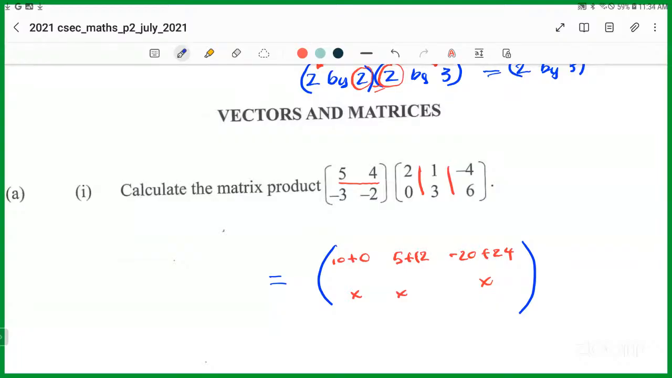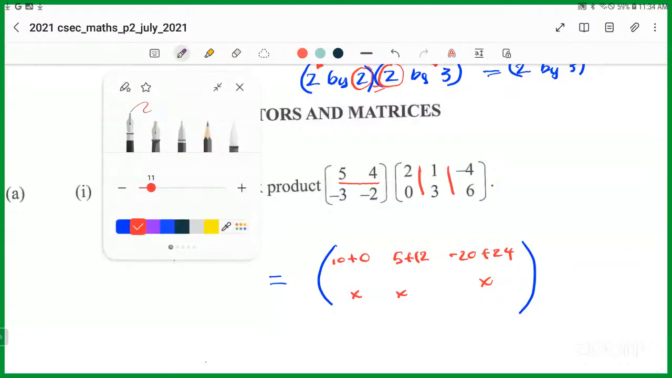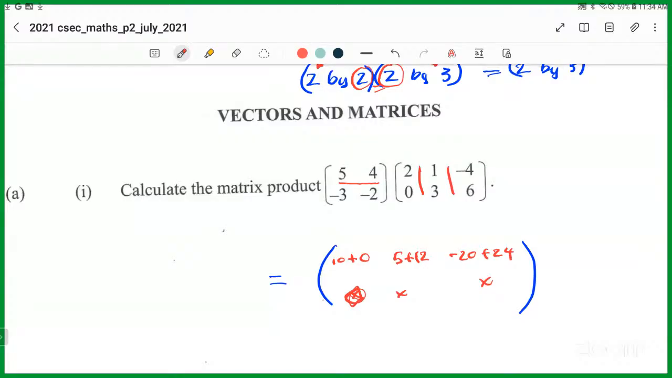Then we come to this value down here now. This one is positioned in the second row but the first column. So to get it, multiply this second row by this first column. Same thing again: first element times first element, second element times second element.